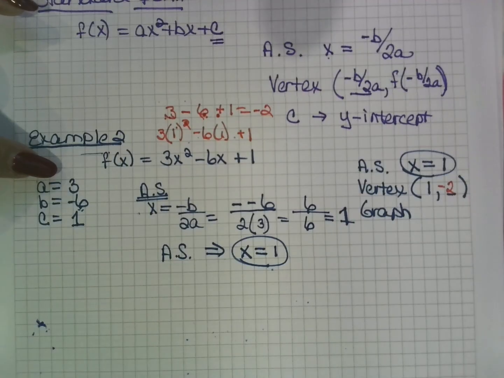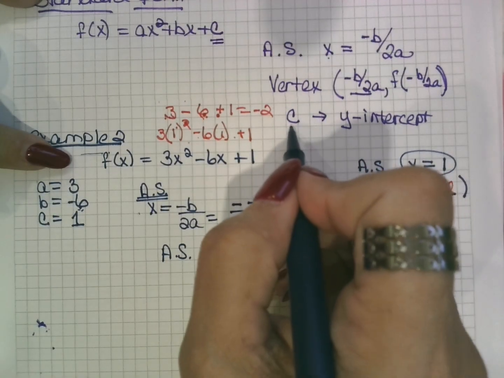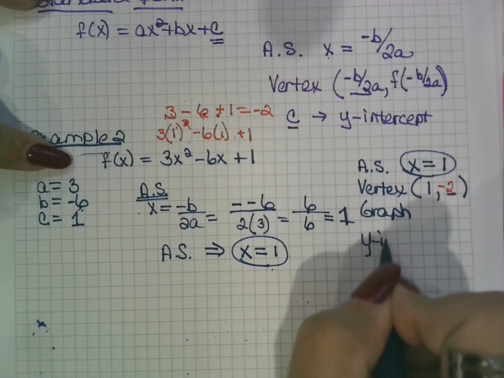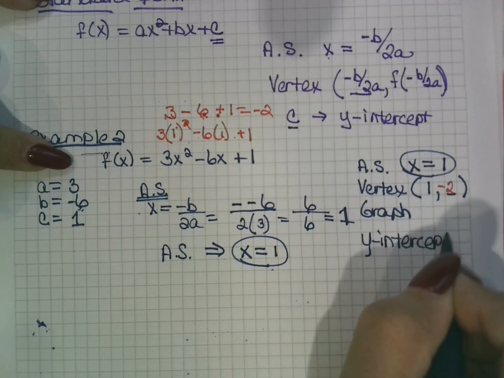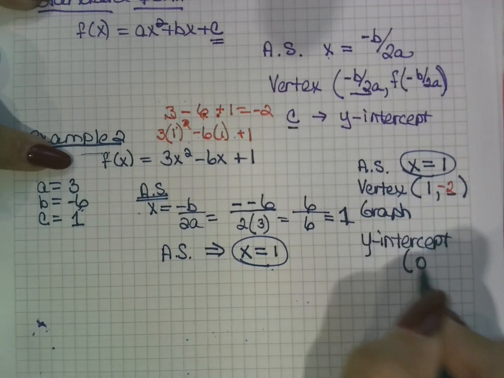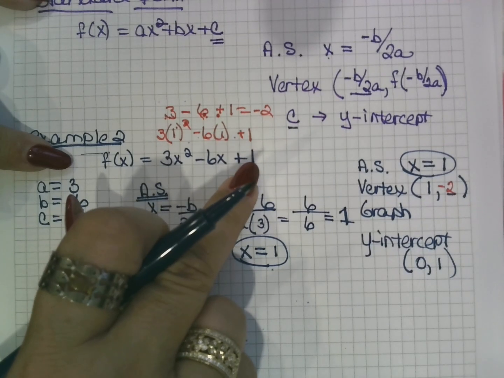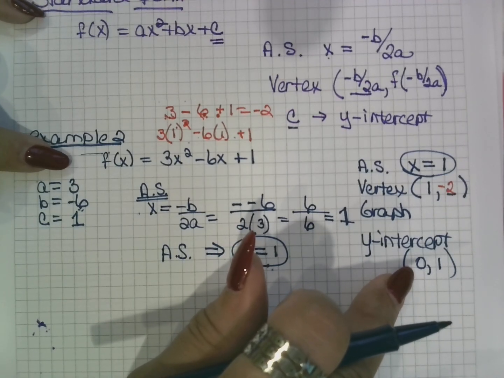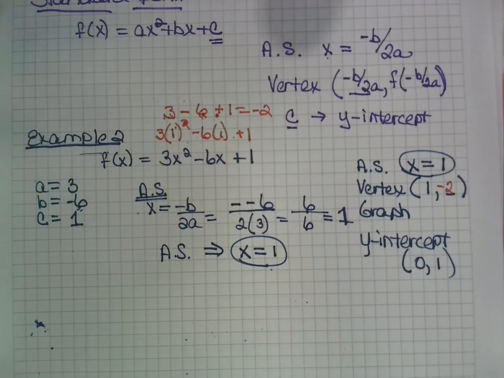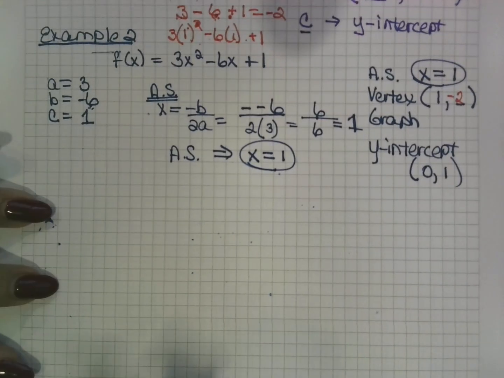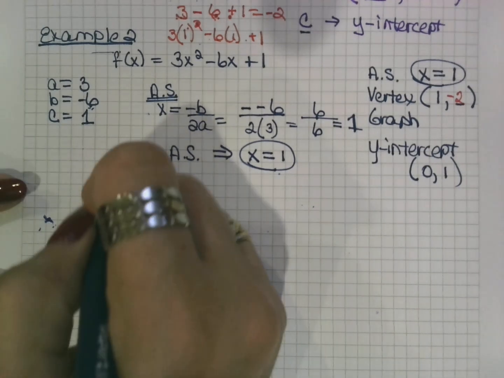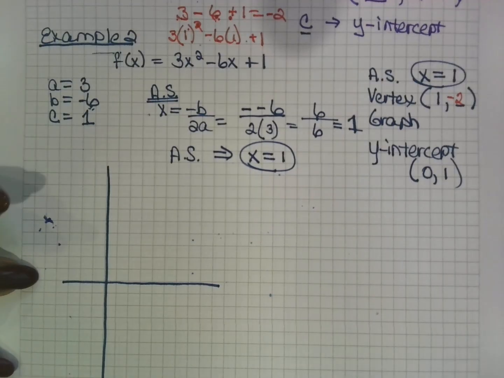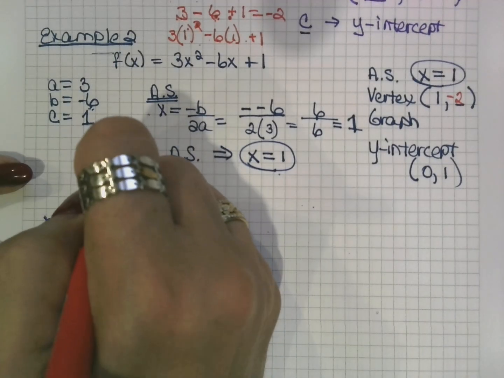All right. Oh, and one more thing that we can do here, because we have a C here. The y-intercept is at the point 0, comma 1. The 1 is coming from here. The 0, because x has to be 0 if you're crossing the y-axis. So we got a lot of stuff here now that we can work with to graph this. Okay, so we have an axis of symmetry at x equals 1.